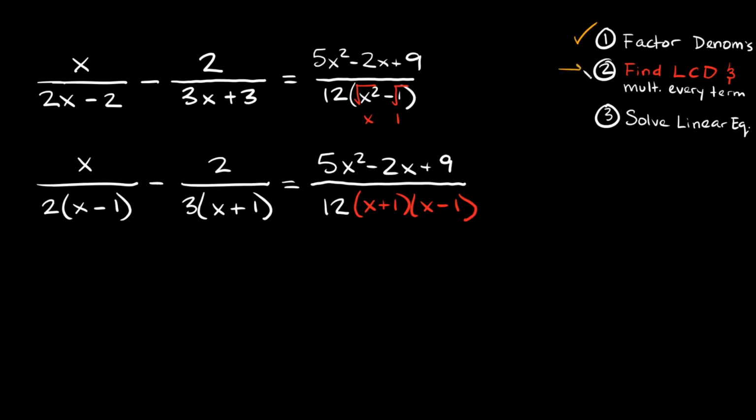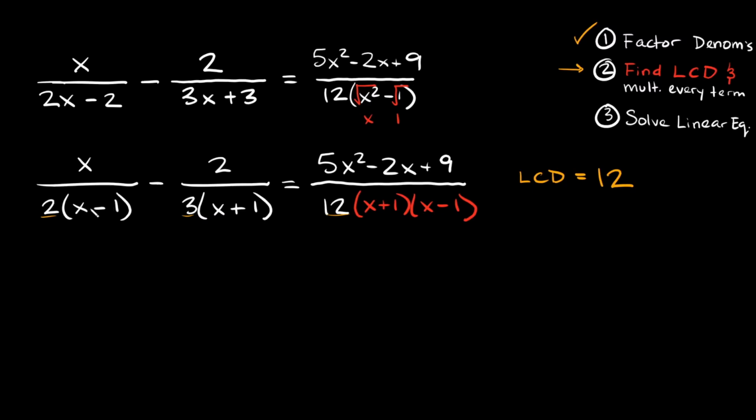So let's move on to step number 2, finding the LCD. First of all, we have numbers here, right? We have a 2, a 3, and a 12. What's the LCD between 2, 3, and 12? Well, that would just be 12. 12, 3, and 2 all fit evenly into 12. That's the smallest number that they all fit into.